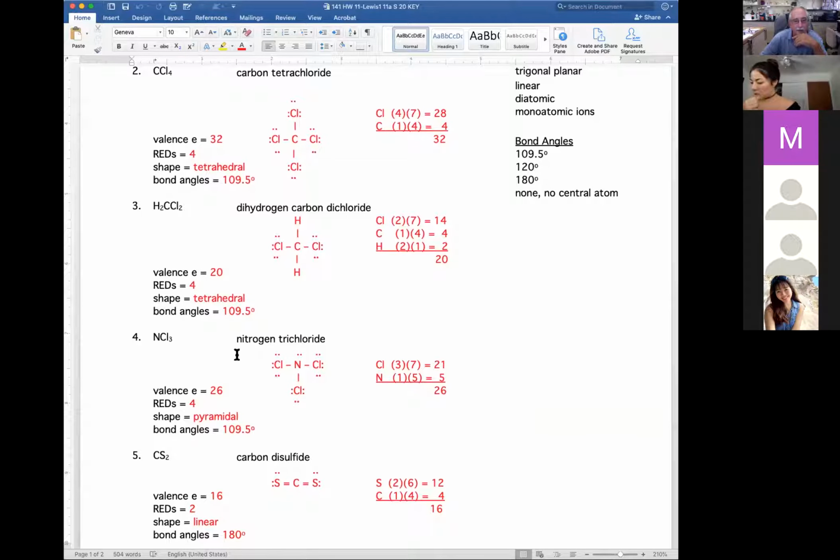What about this next one, dihydrogen carbon dichloride? Is it symmetrical? Okay, so what is the actual shape? Tetrahedral. Tetrahedral, so the bond angles are what? 109.5, right. So they're not 90 degrees, are they? So this is not 90 and this is not 180.